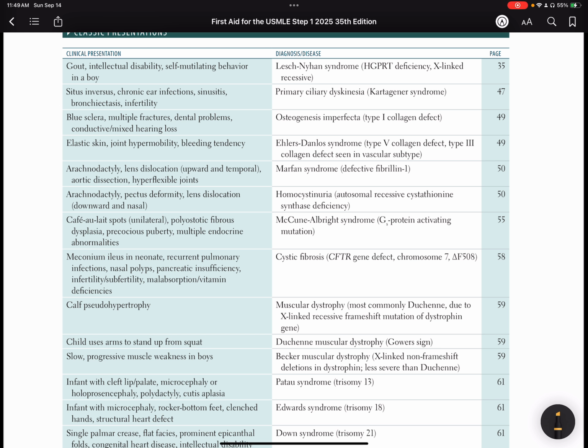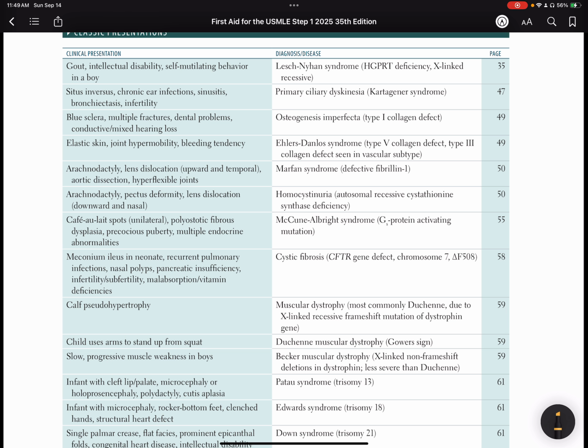Next clinical presentation is situs inversus, chronic ear infection, sinusitis, bronchiectasis, infertility. The diagnosis is primary ciliary dyskinesia, also called Kartagener syndrome. Next clinical presentation is blue sclera, multiple fractures, dental problems, conductive slash mixed hearing loss. Diagnosis is osteogenesis imperfecta, type 1 collagen defect.